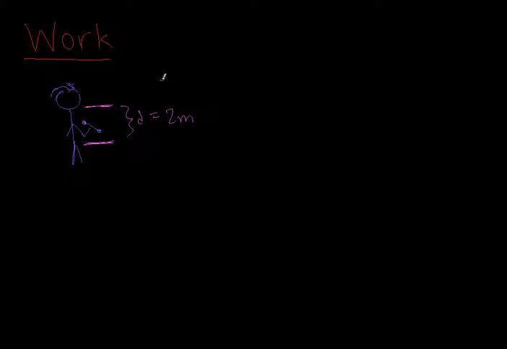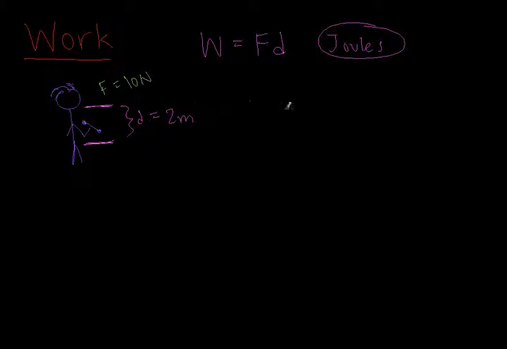So this is constant force, and we know that work equals FD, or this might be a new equation to you, but work equals force times distance. And even though force and distance are both vectors, work is actually a scalar, and it's measured in joules. Those are the units. So if F equals 10 newtons and D equals 2 meters, then work equals 10 times 2 equals 20 joules. Now that's the work done by the boy lifting the dumbbell.